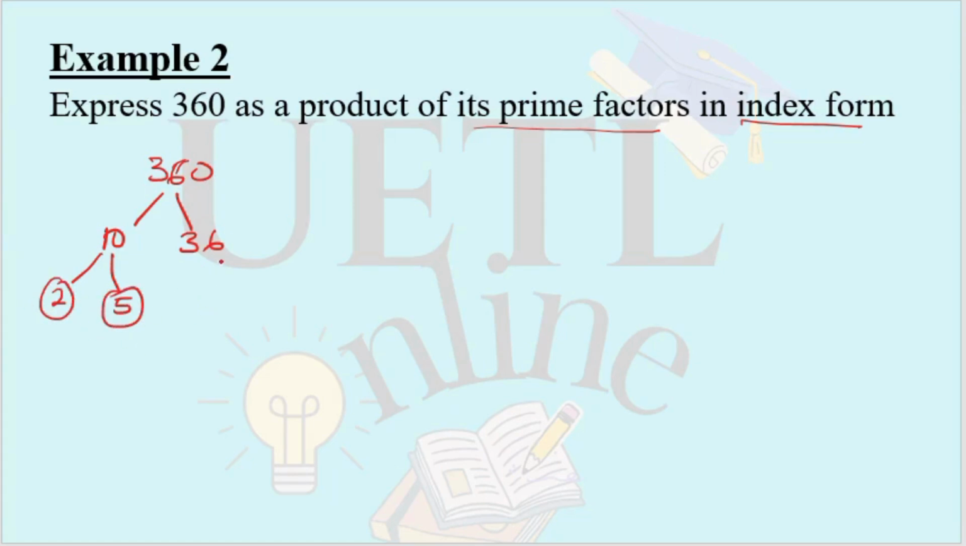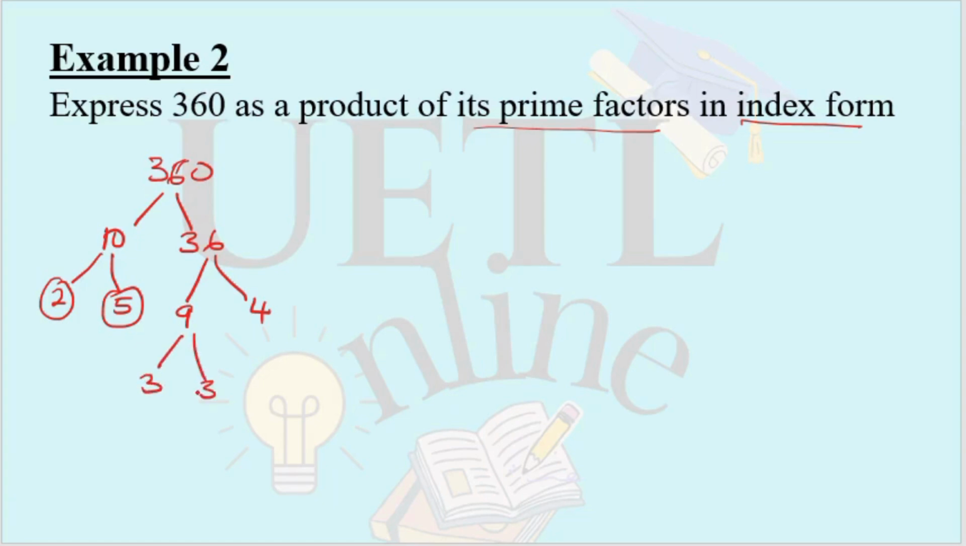Then we go on to 36. This time let's try 9 and 4. These are not prime factors, so we have to branch again. Let's go on with 9. The two factors which multiply to give 9 are 3 and 3.